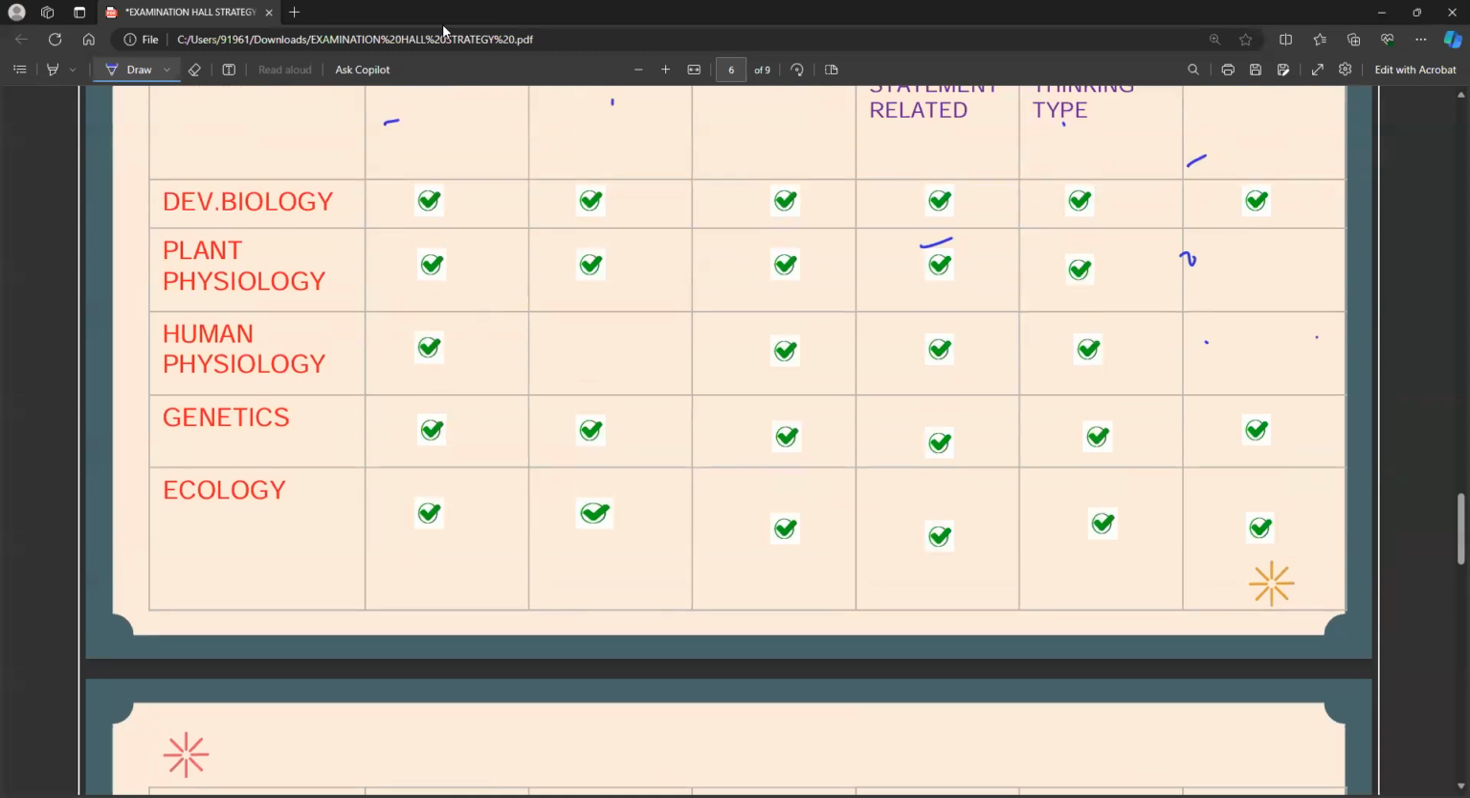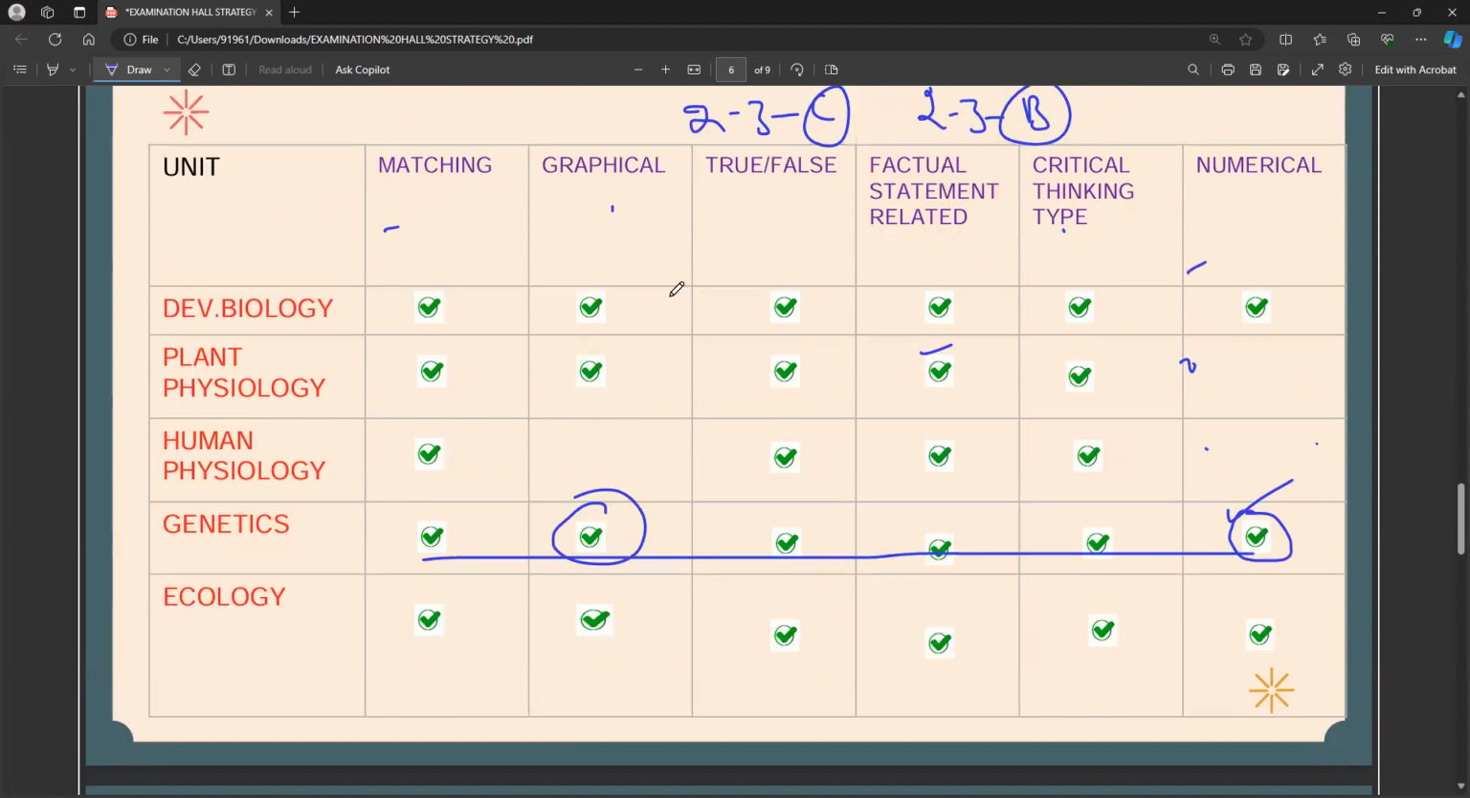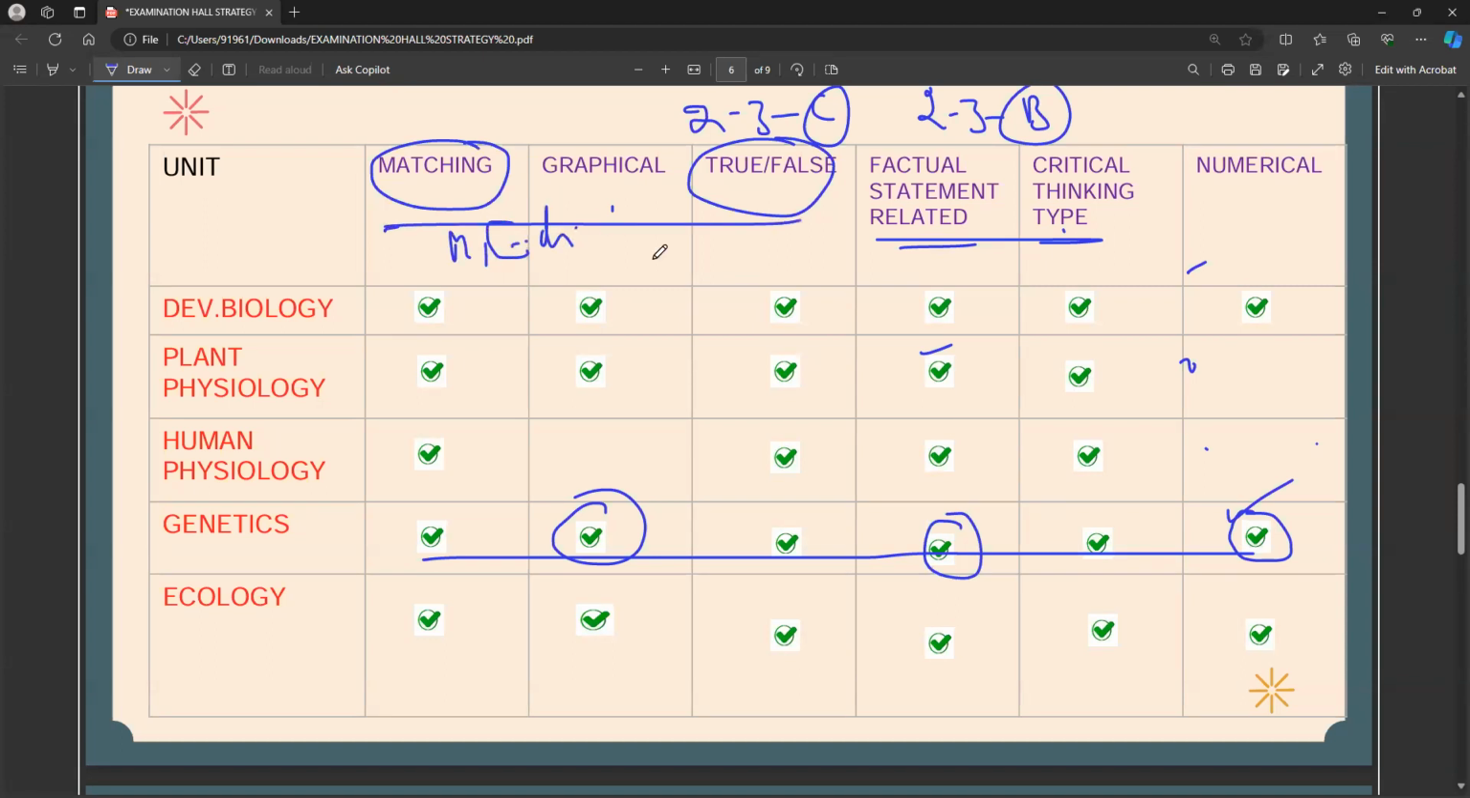And what about genetics? If you observe the genetics in the question papers, you will get every single type of question. For example, from Mendel's principles or extra-Mendelian principles, you will undoubtedly get a numerical. Diagram-based questions we get are pedigrees. In factual statement or critical thinking questions, we get linkage, recombination, and chromosomal abnormalities. In matching and true or false, we get mutations and extra-chromosomal inheritance.